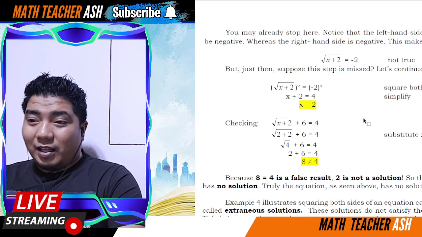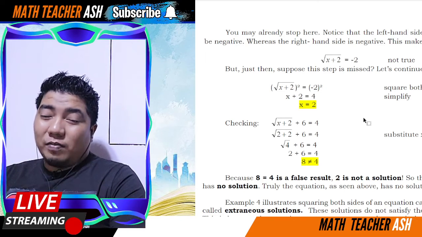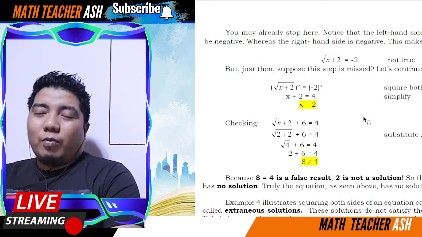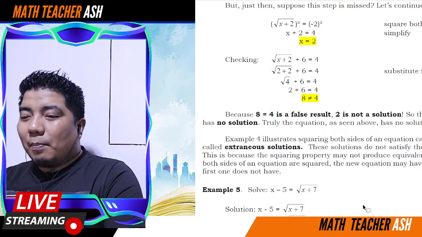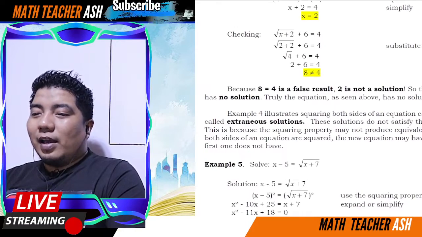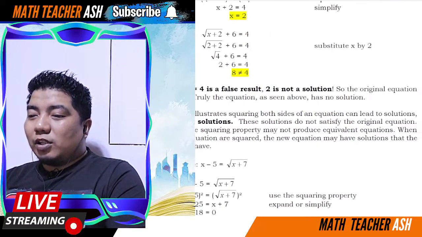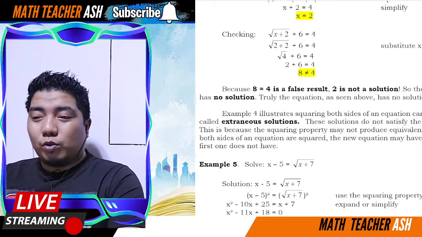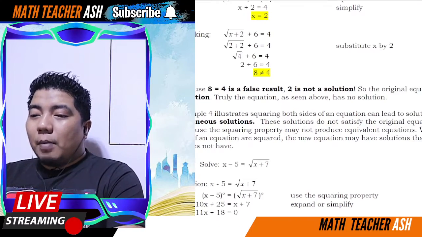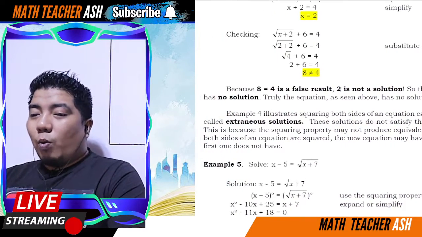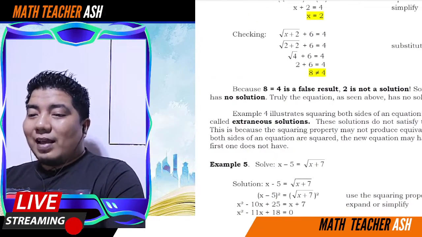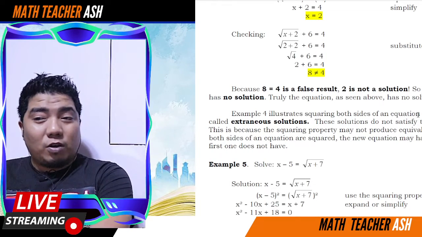Pero if ever hindi, then it doesn't mean na mali yung pagkakasolve. It's just that the solution is not a solution of the given radical equation. Okay, so example number 4, ang tawag dito ay extraneous solution. Example number 4 illustrates squaring both sides of an equation can lead to solutions called extraneous solutions. These solutions do not satisfy the original equation. This is because the squaring property may not produce equivalent equations. When both sides of an equation are squared, the new equation may have solutions that the first one does not have. Okay, so ganon, my dear math learners.